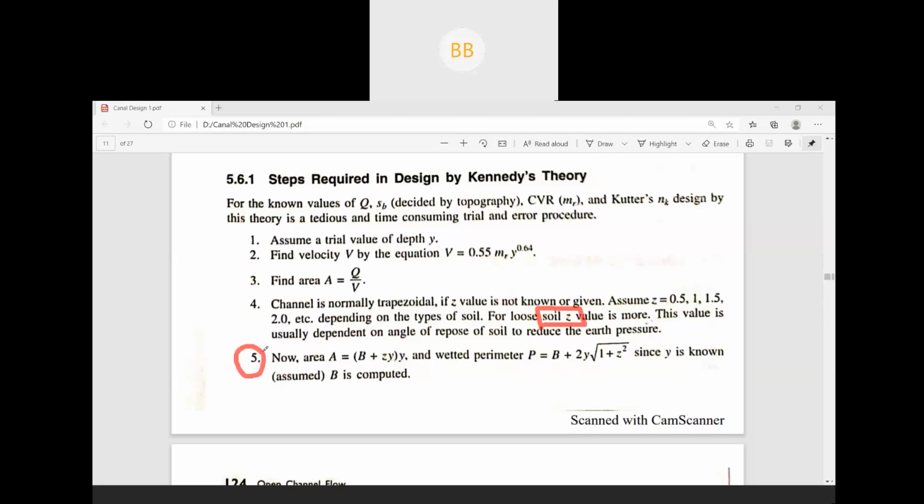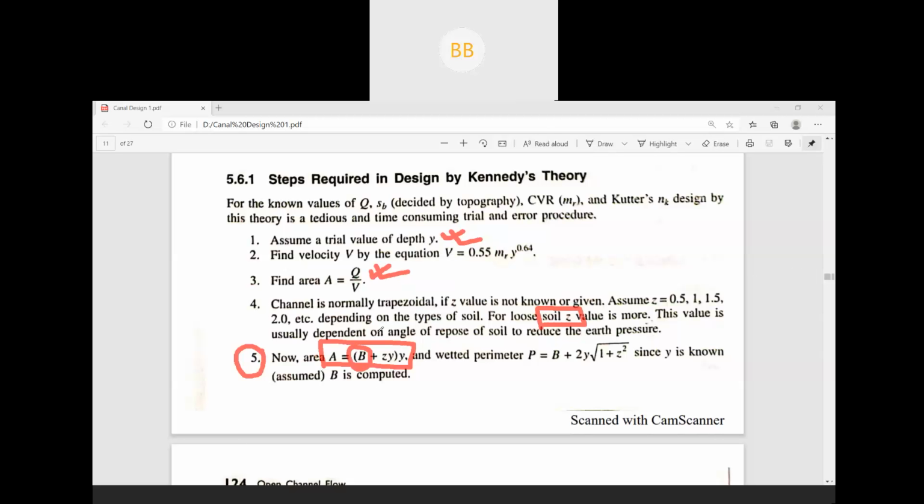So we move on to the next step, that is number 5. Then we use the equation of area of a trapezoidal channel. This is nothing but the area equation of a trapezoidal channel that we have already discussed a number of times. So we use the area equation, and area we have already calculated in step number 3. Then y value we have already assumed in step number 1. So from this equation we can determine the width of the channel b. Understood?